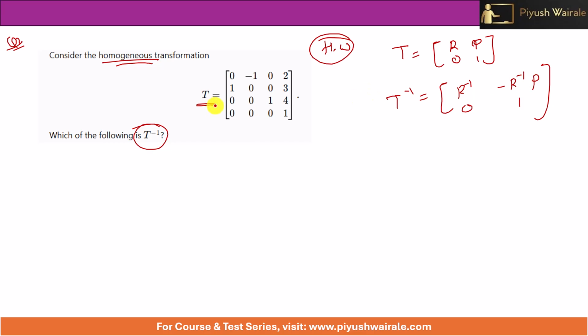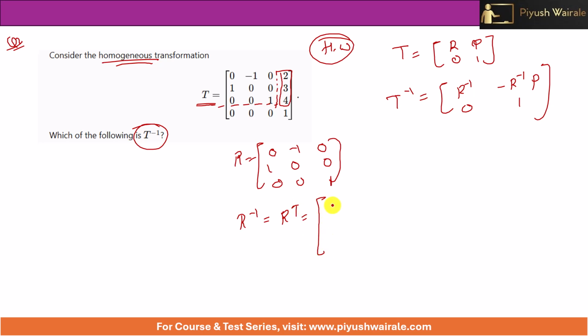And what is R here? So this will be my R. This will be my P here. So we got the value of R: 0, -1, 0, 1, 0, 0, 0, 0, 1. We have to find the R inverse, but we know that for a rotation matrix, R inverse is basically R transpose. That's it. So R transpose will be what?